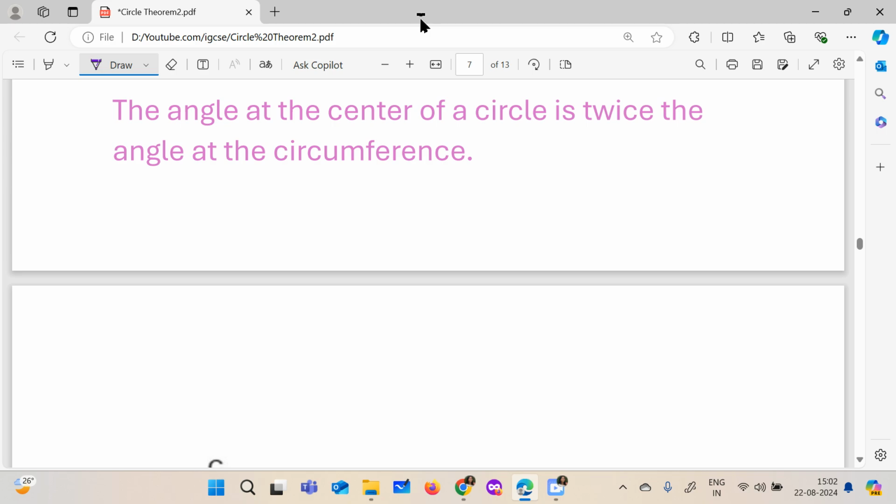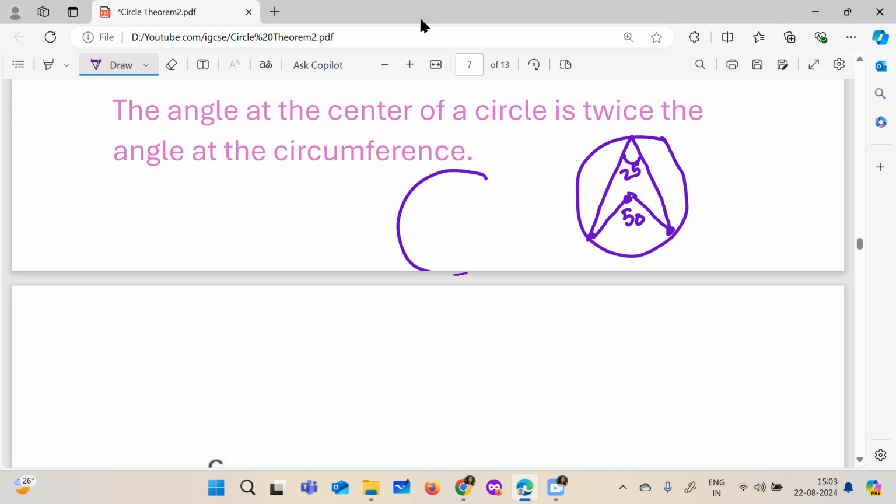Angle. The angle at the center of a circle is twice the angle at the circumference. Suppose you have a circle. From the same points we have the angle at the center, and from the same points we have the angle at the circumference. So if this angle is 25, then this is 50. The angle at the center is double the angle at the circumference.